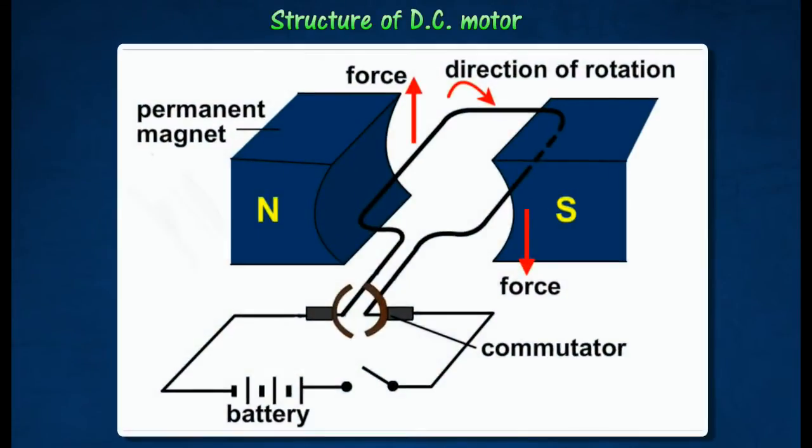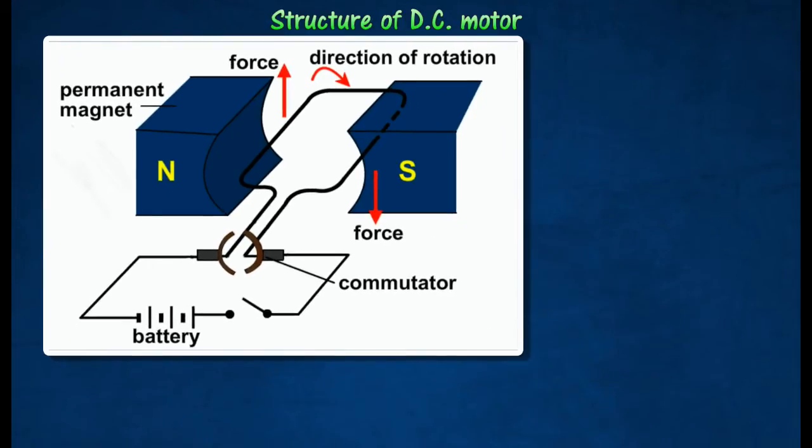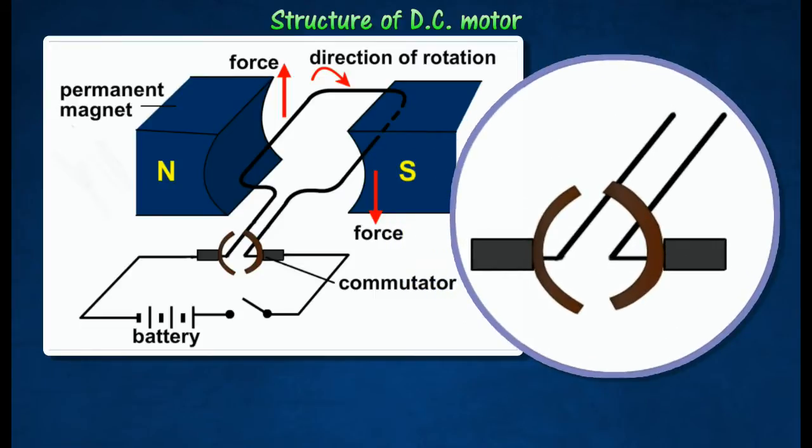The following diagram shows the basic structure of a direct current motor. It consists of a rectangular coil of wire mounted on an axle between the curved poles of a U-shaped permanent magnet. The two ends of the coil are soldered to each of two halves of a copper split ring. The split rings function as a commutator. The carbon brushes are pressed lightly against the commutator by means of springs.